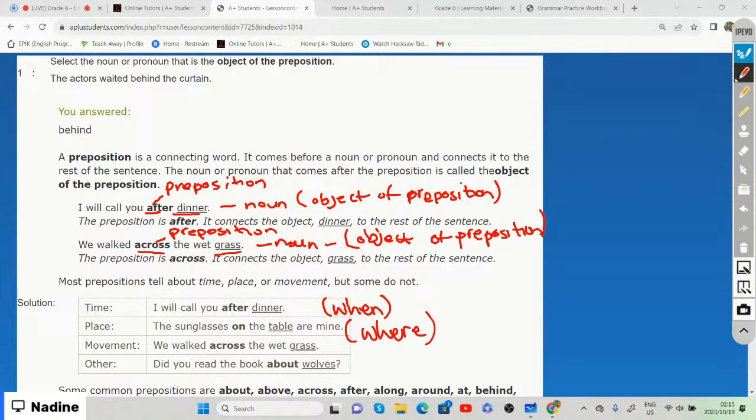And then we just have other, which is, did you read the book about wolves? So when it comes to other, we can say, did you read the book about wolves? About wolves. And that basically indicates or shows other.